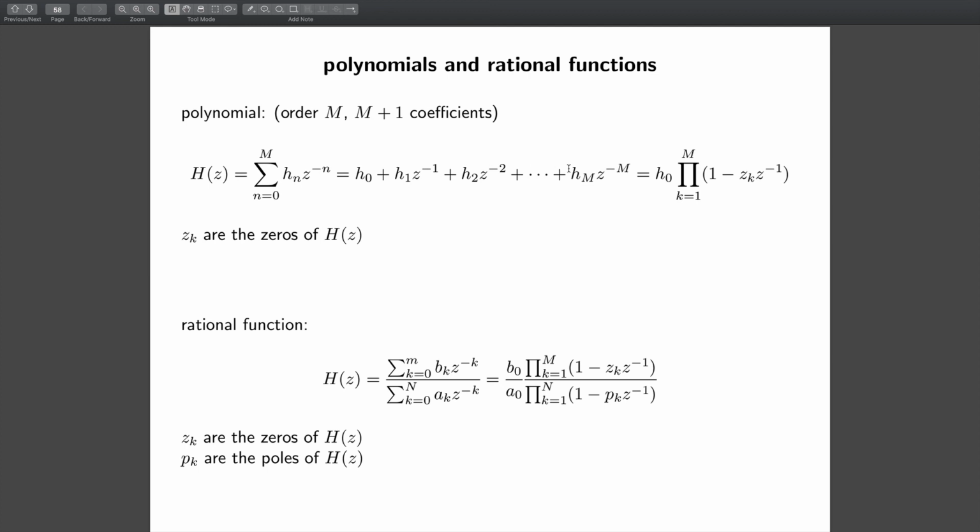This is written out in polynomial form, but we could also find the roots of the polynomial and write it in product form in terms of the roots, or the zeros, as you see here. For a rational function, we have a polynomial in the numerator and a polynomial in the denominator. They could have different orders. In this case, we have a polynomial of order m in the numerator and a polynomial of order n in the denominator. If we write it out in factored form, we can identify the so-called poles and zeros. P are the poles and z are the zeros of this rational function.